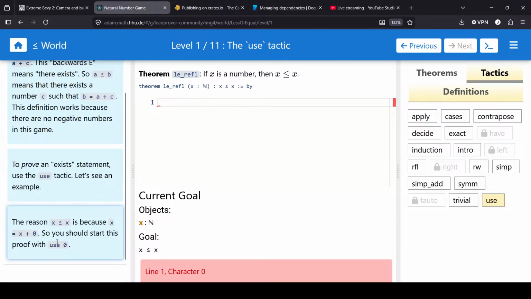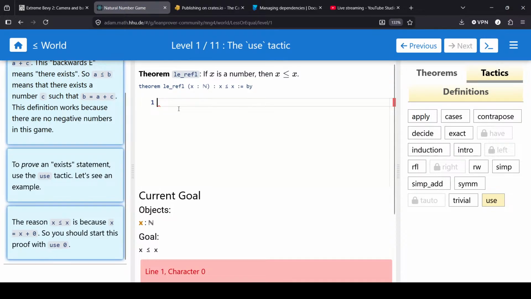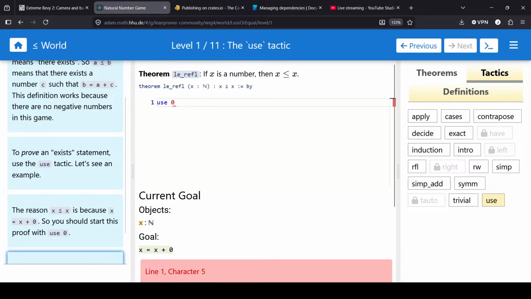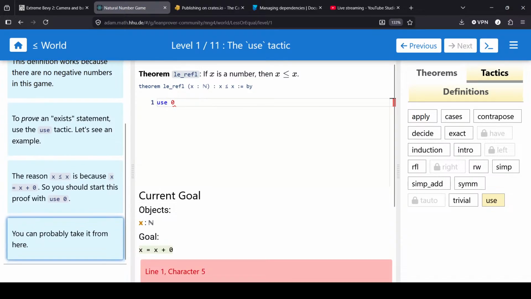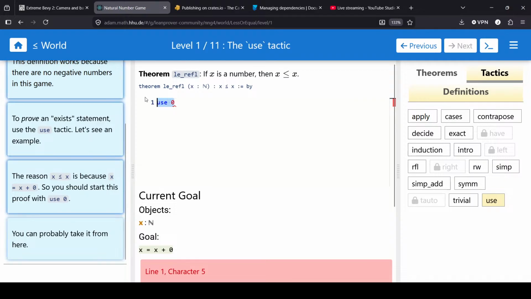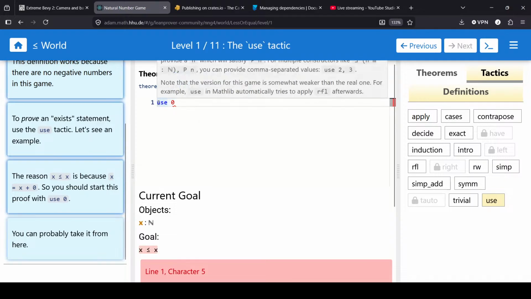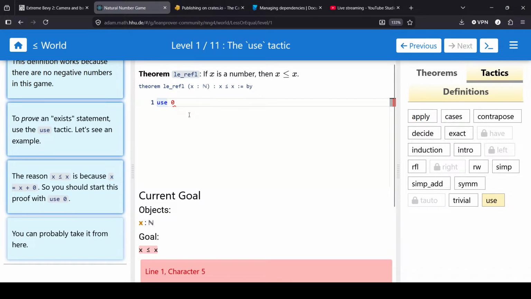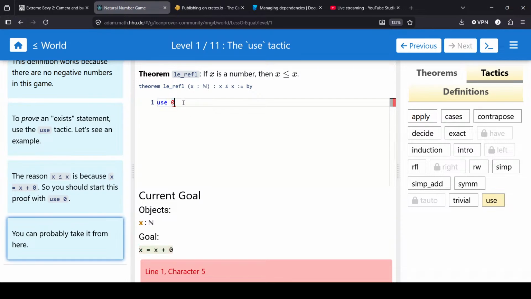Let's see an example. The reason x is less than or equal to x is because x equals x plus 0. So you should start this proof with use 0. Okay. So use 0. You can take it from here. Okay, so I have to prove x less than or equal to x. And then I did this, and now it says x equals x plus 0.